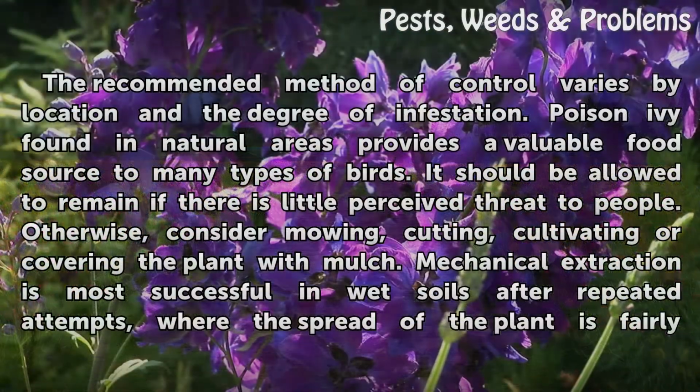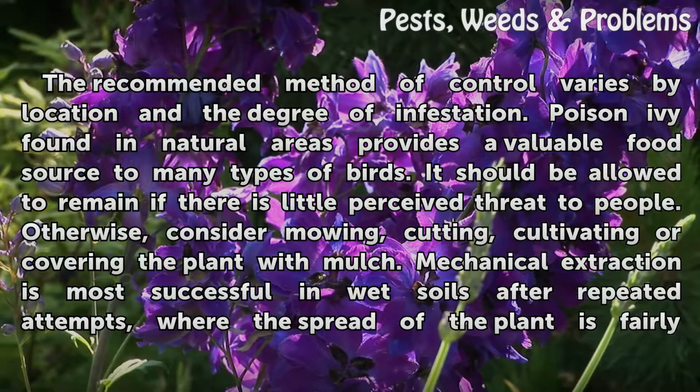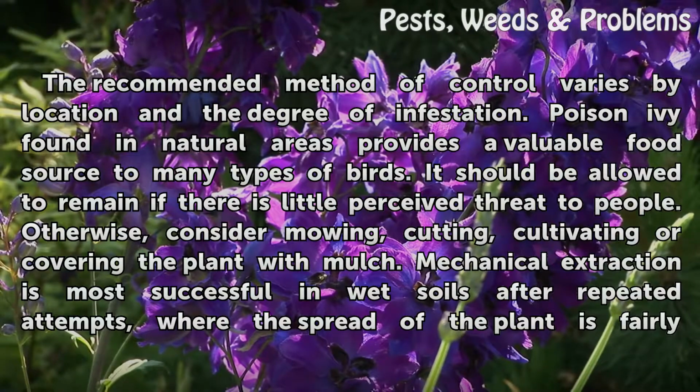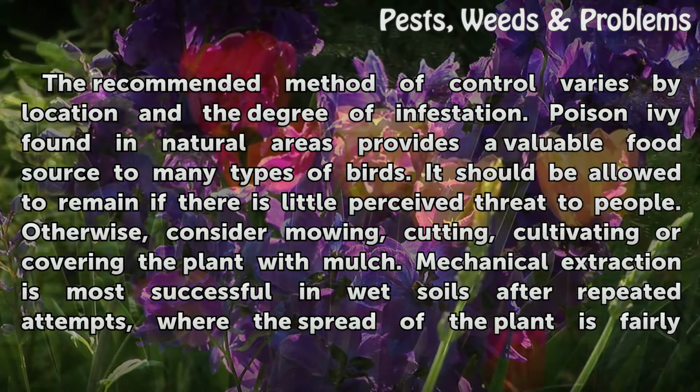The recommended method of control varies by location and the degree of infestation. Poison ivy found in natural areas provides a valuable food source to many types of birds. It should be allowed to remain if there is little perceived threat to people. Otherwise, consider mowing, cutting, cultivating or covering the plant with mulch.